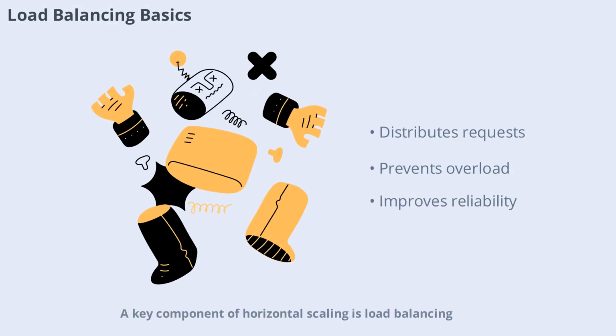A key component of horizontal scaling is load balancing. Load balancers distribute incoming API requests across multiple servers, ensuring no single server gets overwhelmed. This not only improves performance but also increases reliability. If one server fails, others can take over. Load balancing can be done at different layers, such as the network or application layer, and can use various algorithms like round-robin or least connection. Implementing a load balancer is often the first step in scaling out your API infrastructure.